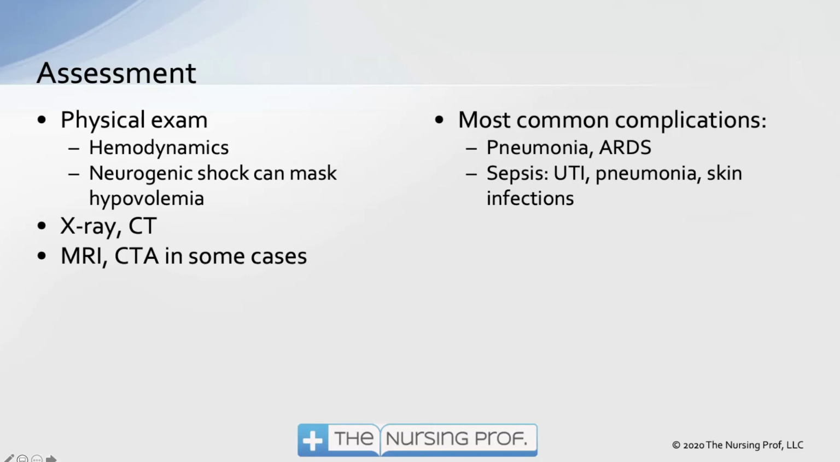Typically our CT and MRIs are going to give us some really good information about what's going on with that spinal cord. Most common complications include sepsis and pneumonia. So our infections, the patient's not taking deep breaths, the patient's not moving around. The patient could develop ARDS as a result of multiple trauma.